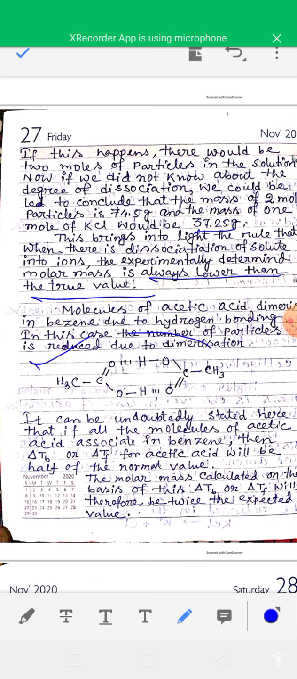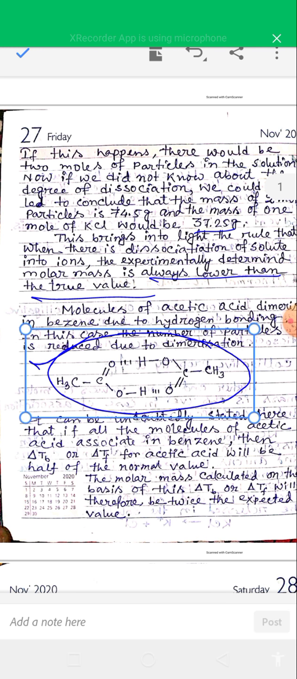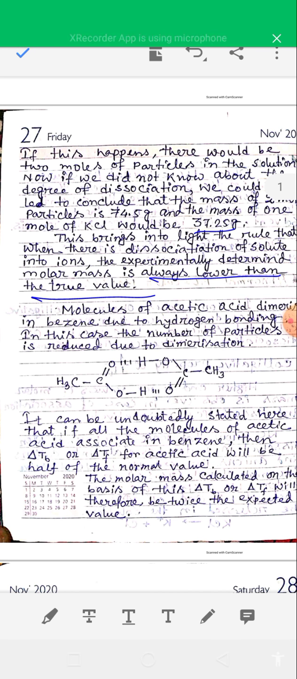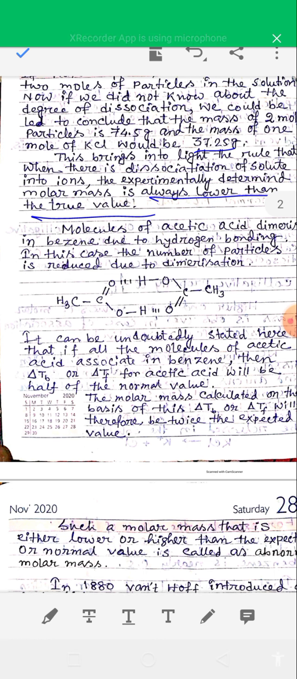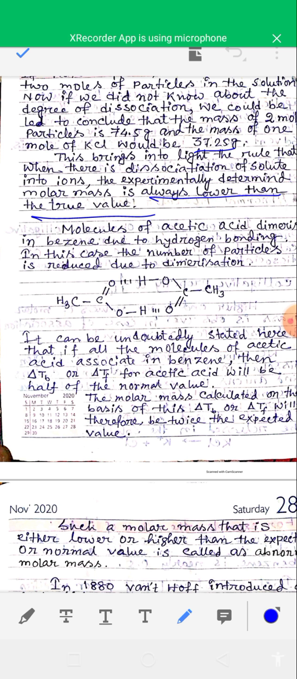This is due to association of acetic acid in benzene, and due to association the number of particles in the solution will decrease to half, because two acetic acid molecules combine to form a single dimer. So the molecular mass calculated on the basis of the colligative property will be twice the expected or true value.